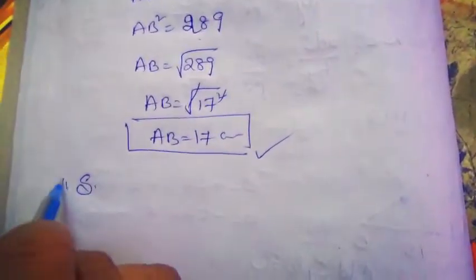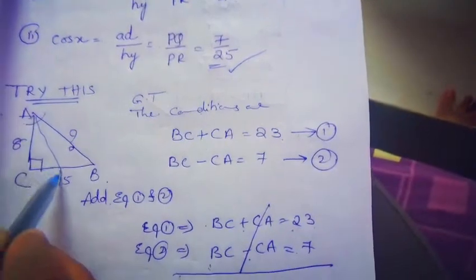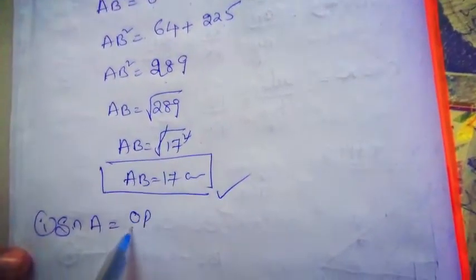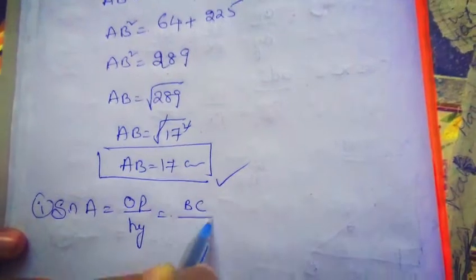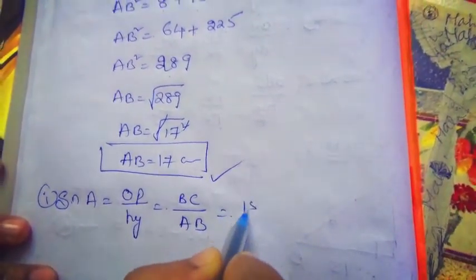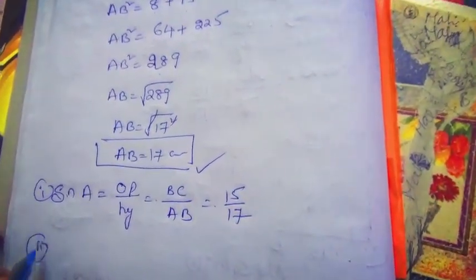Then we have to find out sin A, right? For sin A, the opposite side is BC and the hypotenuse is AB. Sin A means the length of the opposite side by the hypotenuse, that is BC by AB. What is the BC value? 15 by the AB value 17. That's it.